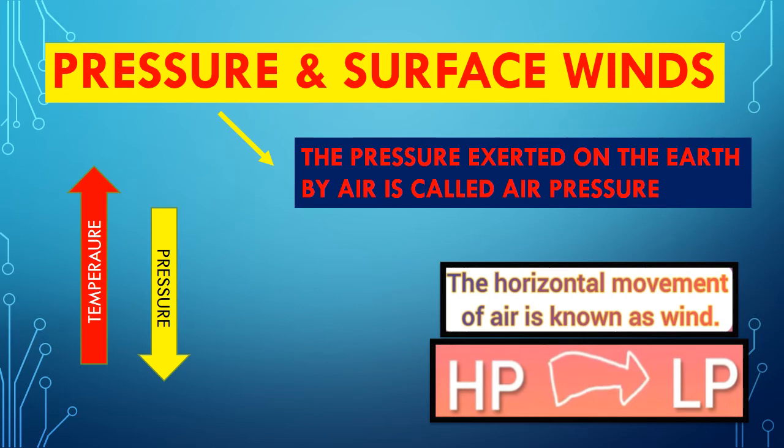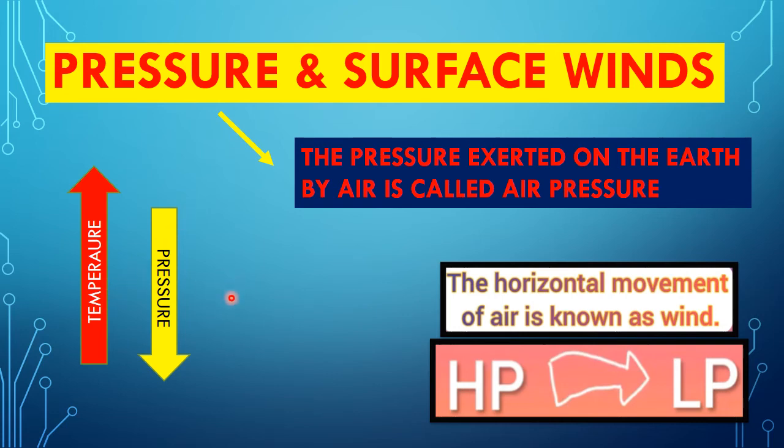When temperature increases, the air becomes hot enough to rise above and thus creates a zone of low pressure. And high pressure is just the reverse. When temperature decreases, the air becomes cold enough to sink. Because it is dense, it sinks and creates a zone of high pressure. Now let's see what are winds. The horizontal movement of air from high pressure to low pressure is called winds.